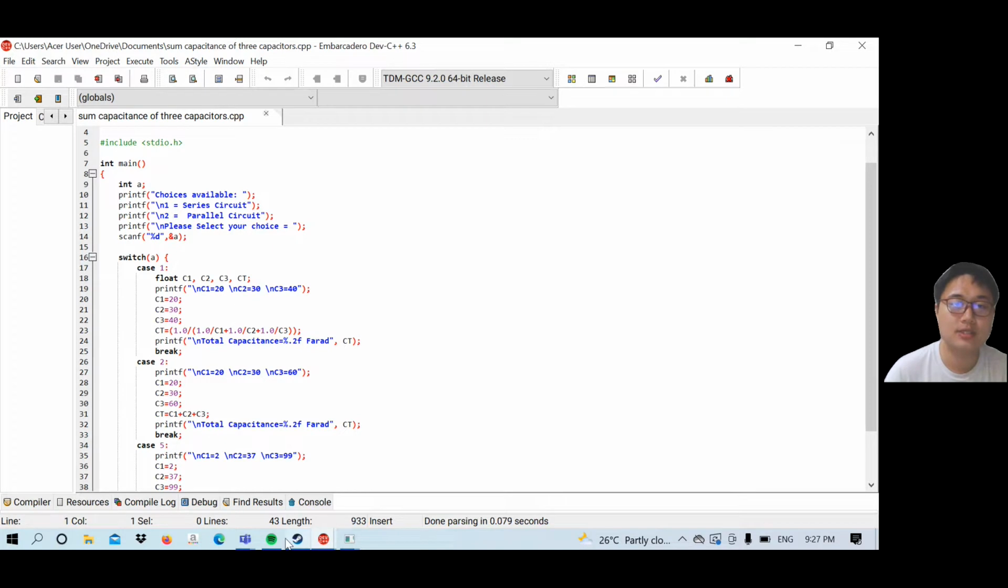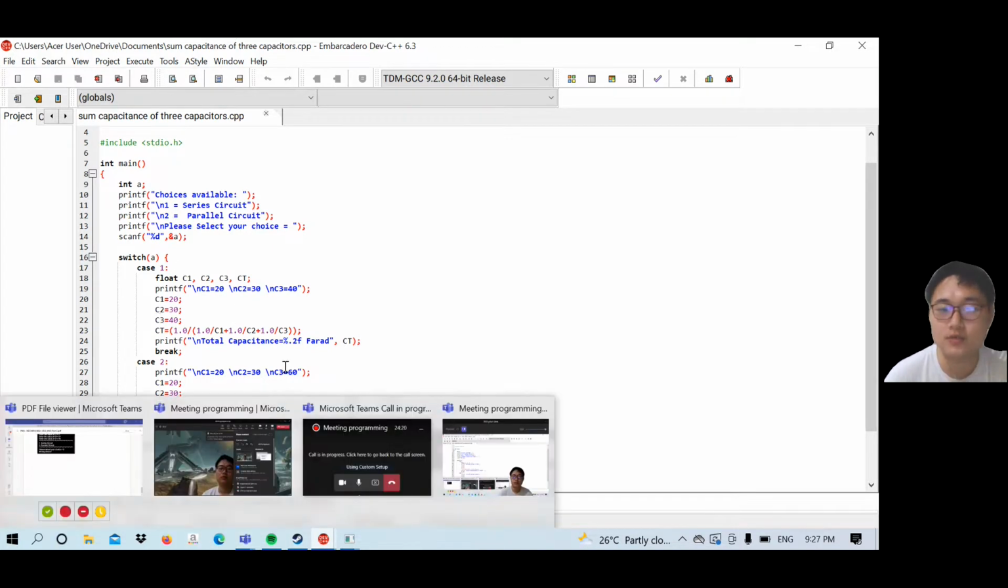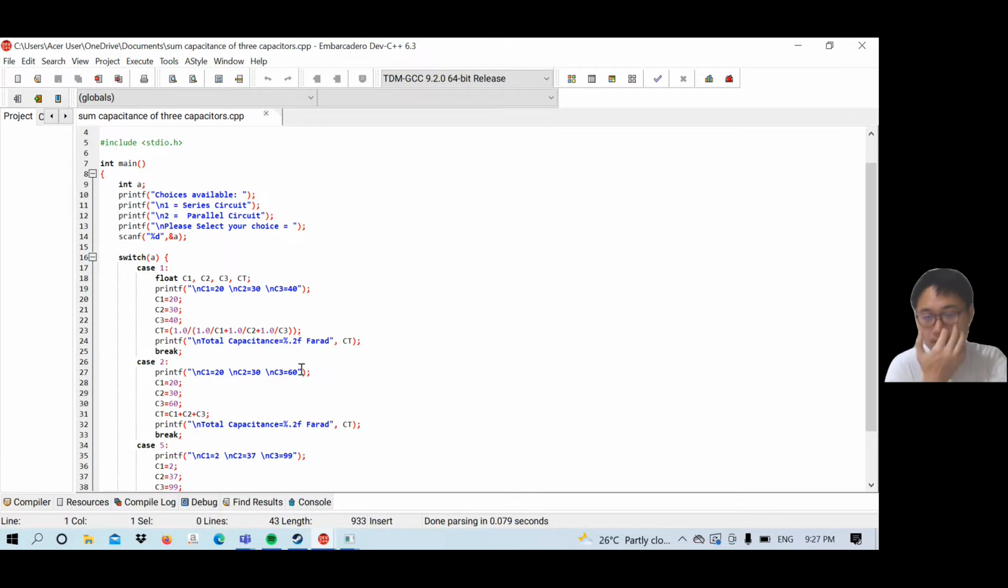Capacitors 1 and 2 have the same value for case 1 and case 2. But the third capacitor's value in case 2 is 60. On the other hand, the total capacitance in farad for a parallel circuit is in addition form, and it will display the total value of capacitance in farad unit.